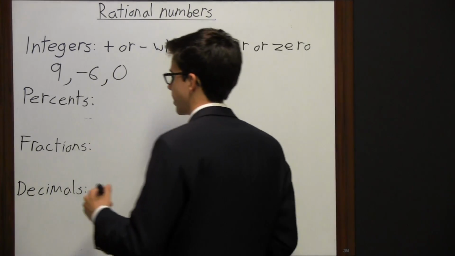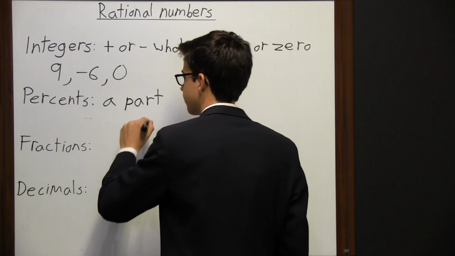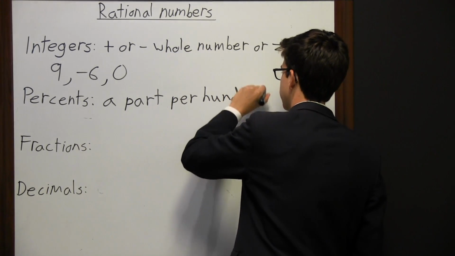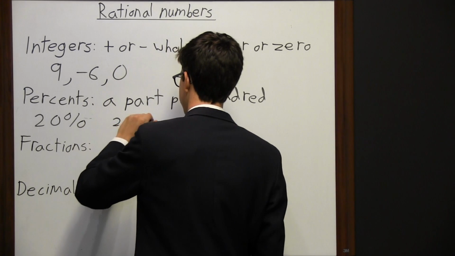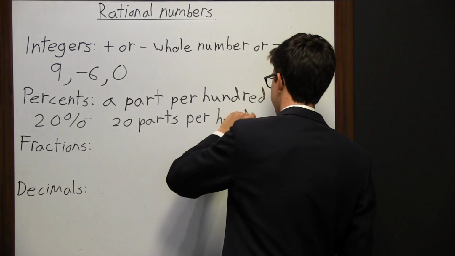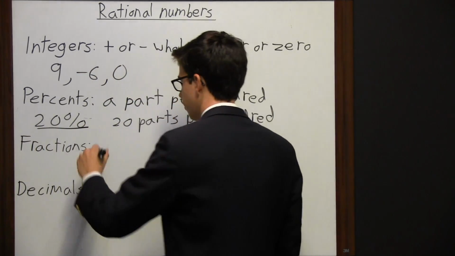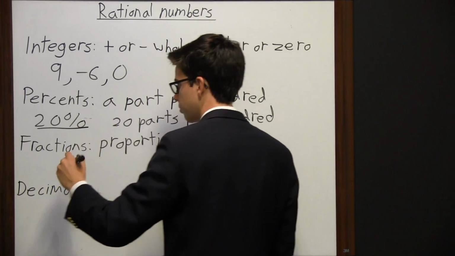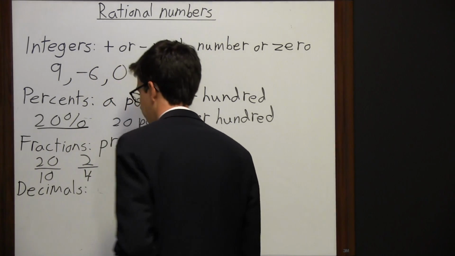And so now we move on to percents, which is kind of a more complicated way to say a percent is a part per 100. So an example of a percent is 20%, which we could also write as 20 parts per 100. But the important thing here is just that you know what a percent is, like 20%. Then fractions, which is a proportion. So an example would be 20 divided by 10, or 2 divided by 4.